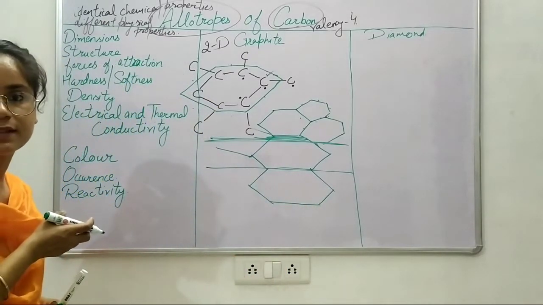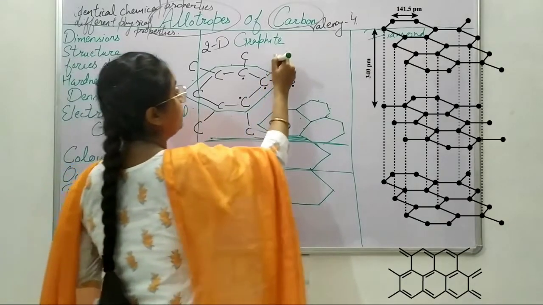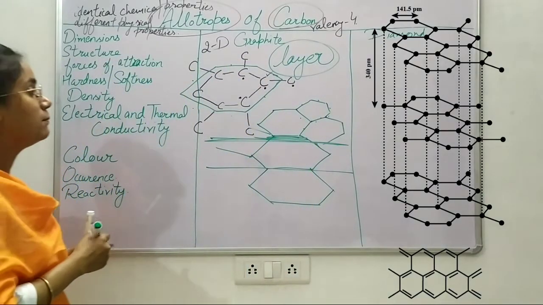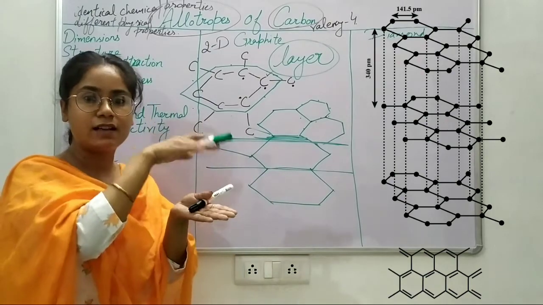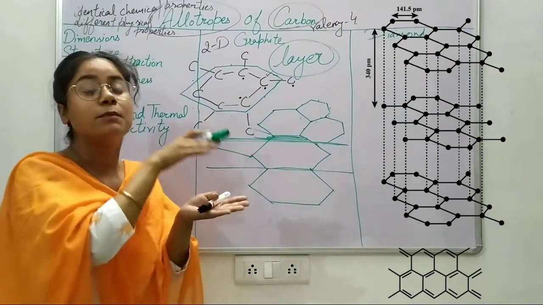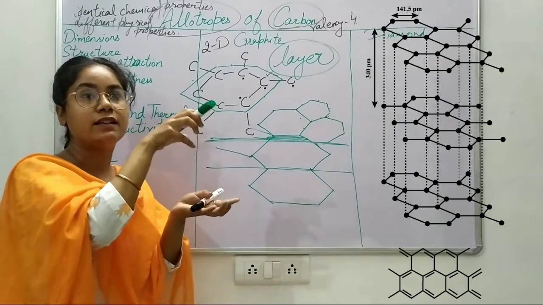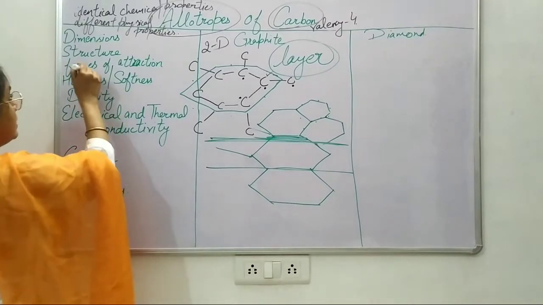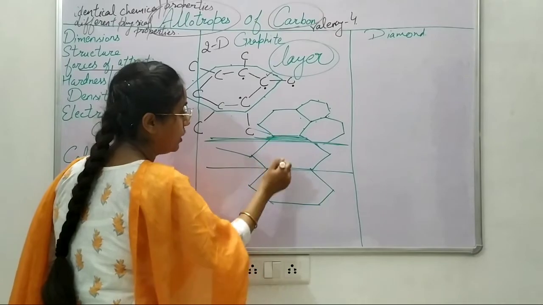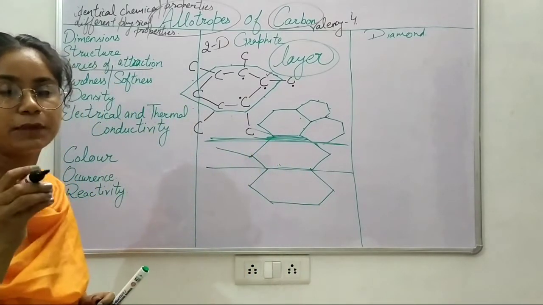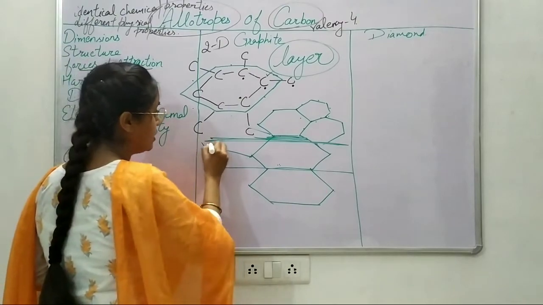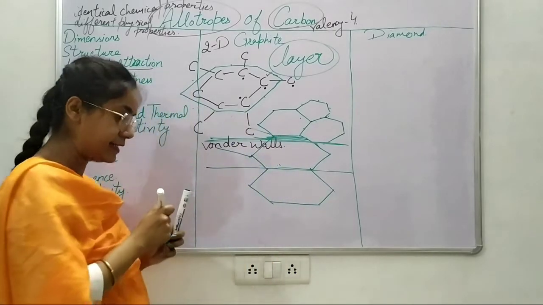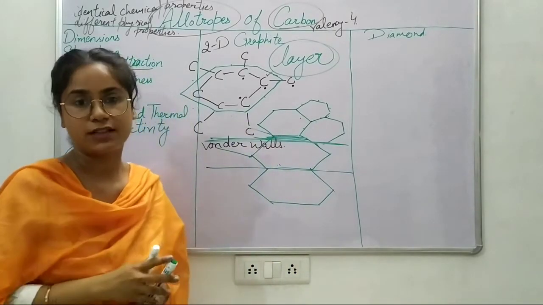So what kind of structure is it? Layer structure. What kind of structure does graphite possess? It is a layered structure with the help of hexagons, and these layers are stuck to each other, but they are not very strongly bonded with each other. So the force of attraction, or force of bonding, between these two layers is weak, because what kind of forces are acting here? Van der Waals forces. Now for your knowledge, Van der Waals forces of attraction are known as the weakest forces of attraction.